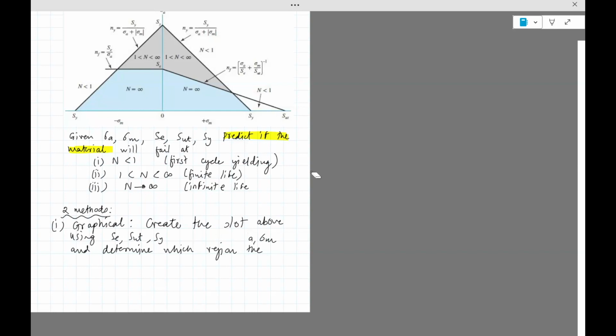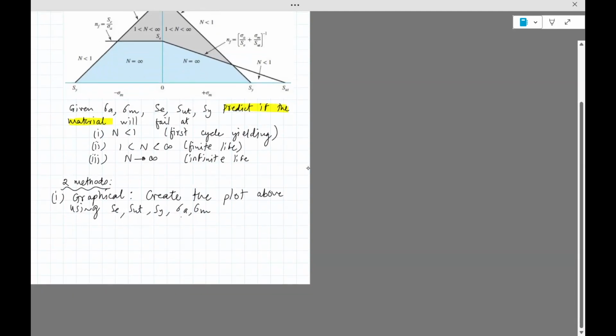Sigma A, sigma M. Once we create the plot using SE, SUT, SY, sigma A, sigma M, the loading would be some point, like say this one. And if the point lies in the blue region, then it is basically infinite life. So that's one way of doing it.